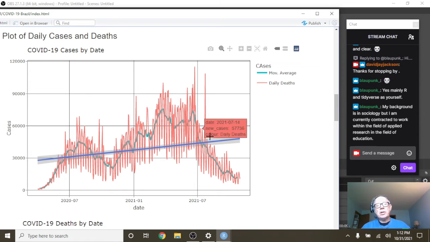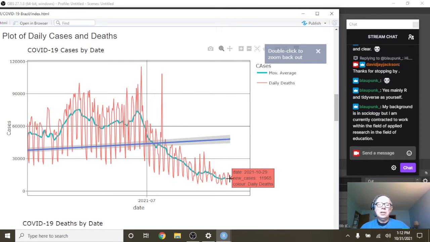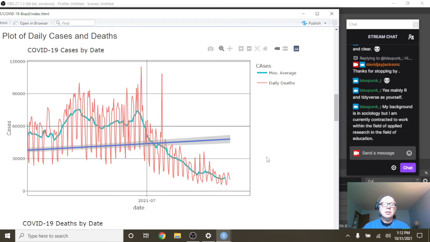You had a spike before declining all the way down over to here, to 11,965 cases with a daily average of 11.